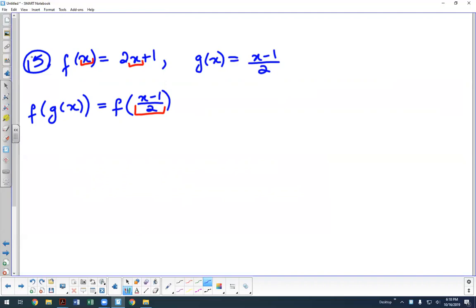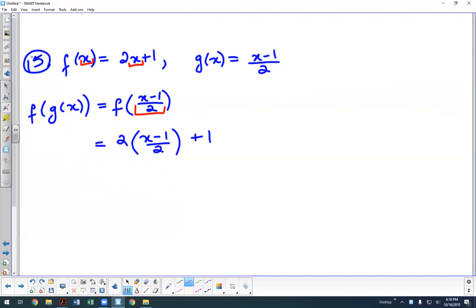So when I do this little substitution, I will have 2 times x plus 1, but instead of x, you're going to replace it with x minus 1 over 2. And then our goal is, of course, to see how much can we simplify it. Do we actually get x as the only term left behind once we clean everything up?